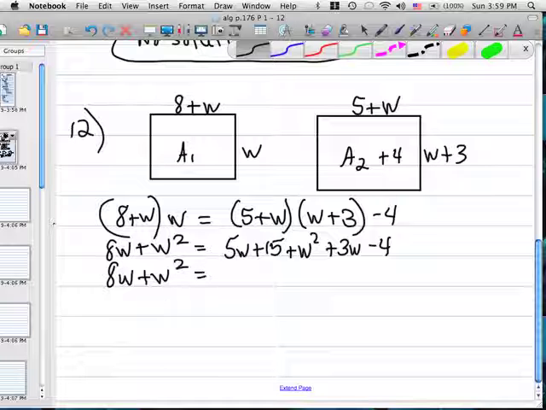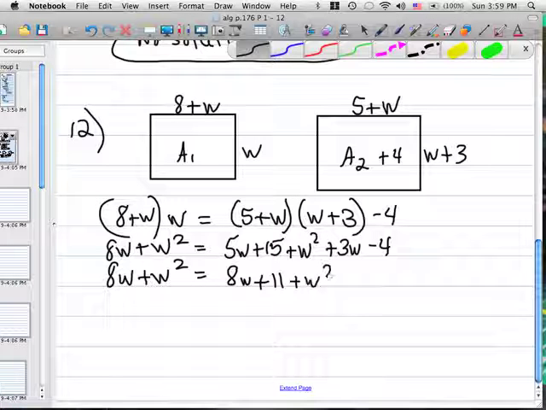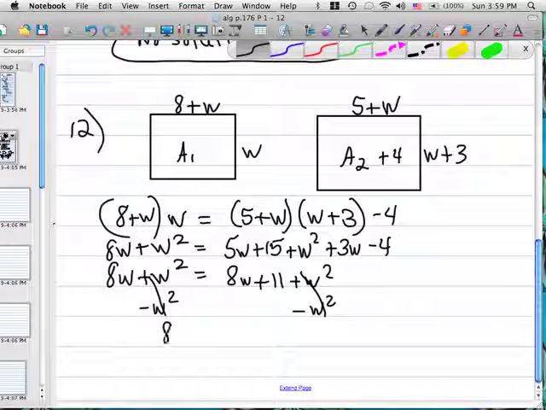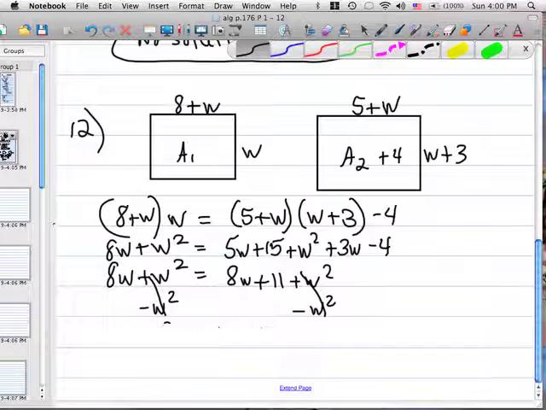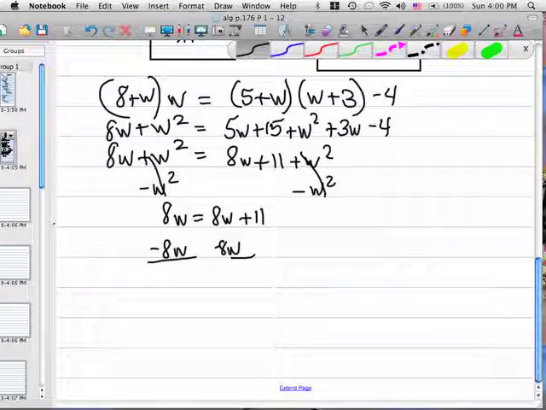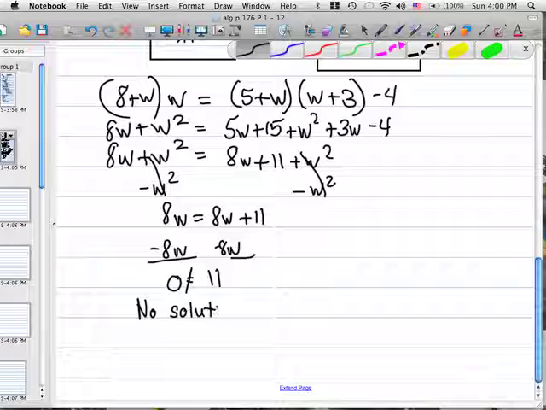Simplifying first, on the right side I get 8W, 15 minus 4 is 11, plus W squared. Then first get the W squares on one side, so we have to subtract W squared. That eliminates them, so we have 8W equals 8W plus 11. Get the W's on one side, we subtract 8W. And we get 0 equals 11, and that's a contradiction, so no solution. Contradiction.